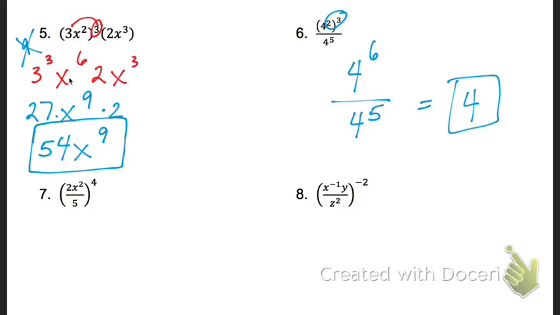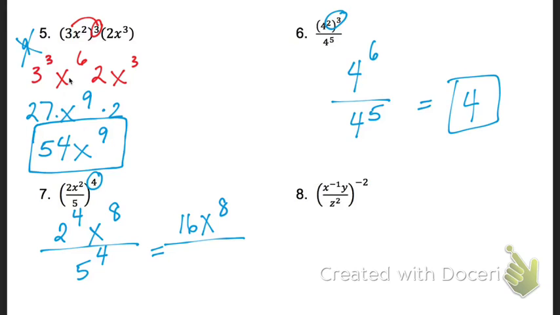Number 7. This 4 gets distributed to everything. So 2 to the 4th. X to the what? And then 5 to the 4th. 2 to the 4th is what? 16. 2 times 2 times 2 times 2. X to the 8th stays the same.